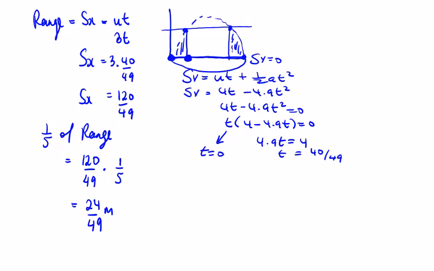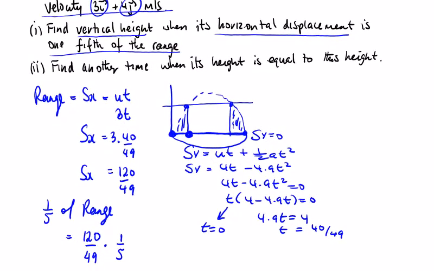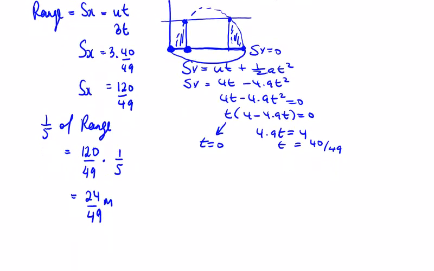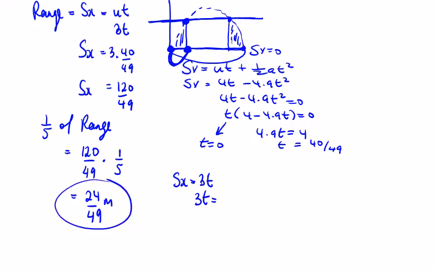And we're looking for the time. Just go back up. We're looking for the vertical height when its horizontal displacement is 1/5 of the range. So we're looking for this vertical height here along this line here. So s of y is what we're looking for. So we need to find how long does it take to get from here to here. So we know that's in displacement terms in x, s of x is equal to 3t. So 3t is equal to this 1/5 distance on the bottom, 24 over 49. So if we bring the 3 underneath and divide 24 by 3, we're going to get 8 over 49. And that will be seconds.